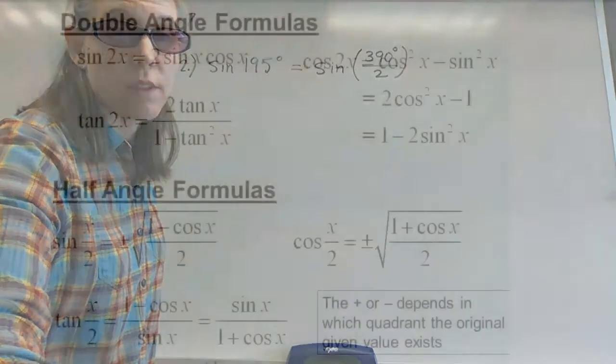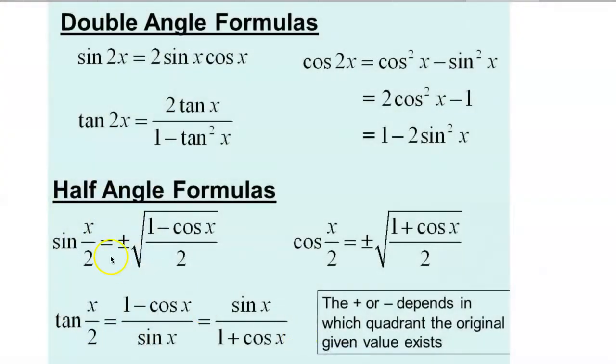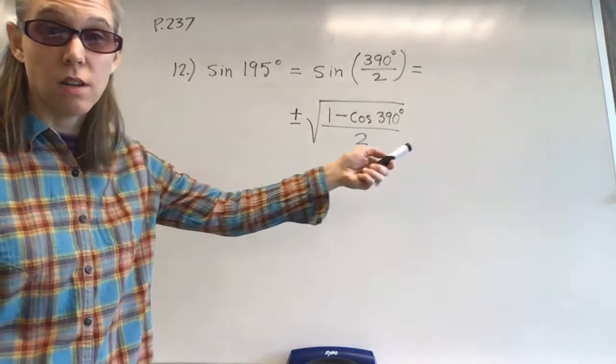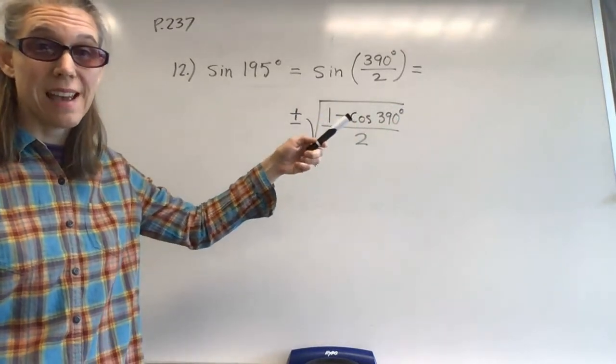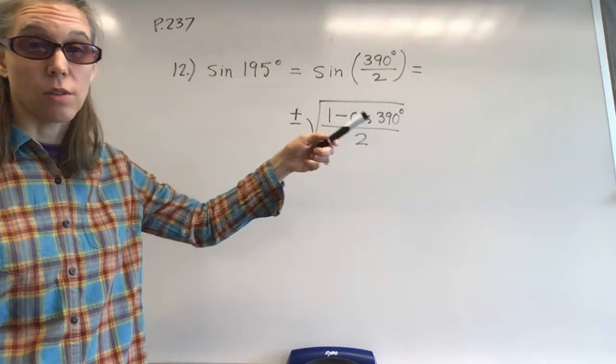So here we have the half angle formula for sine, and the x now is going to be 390 degrees because we have 390 degrees over 2. So we're going to now look at this formula. I'll put it up on the board. Okay, so here's the application of the formula for this particular problem, replacing x with 390 degrees.